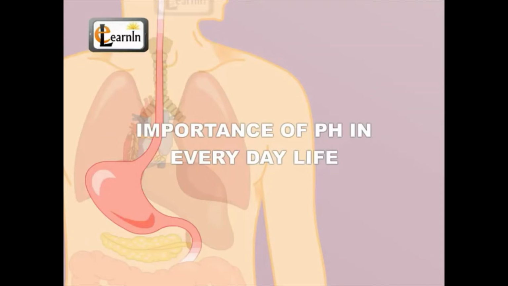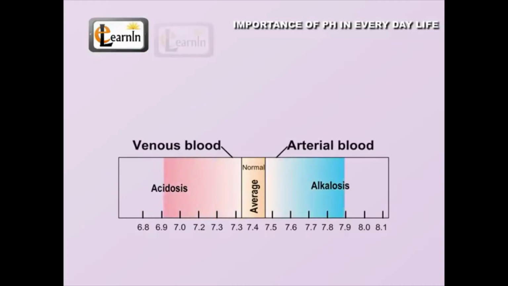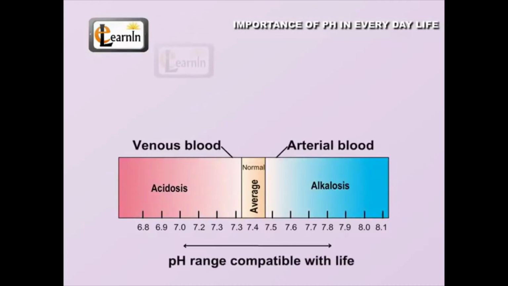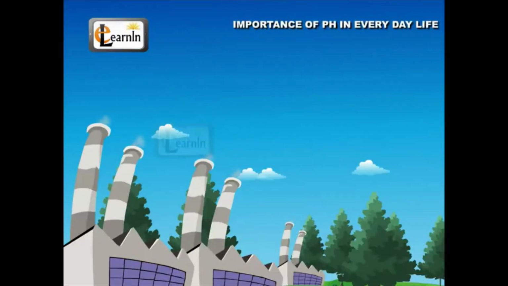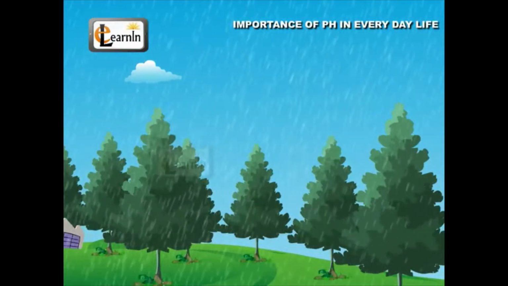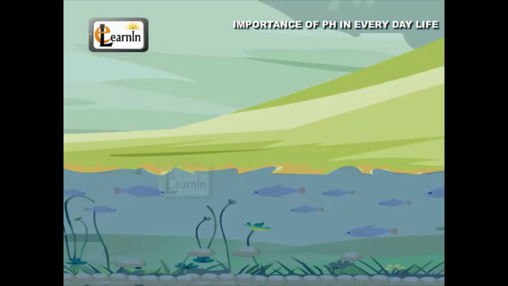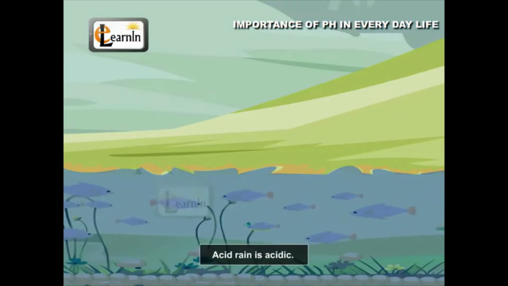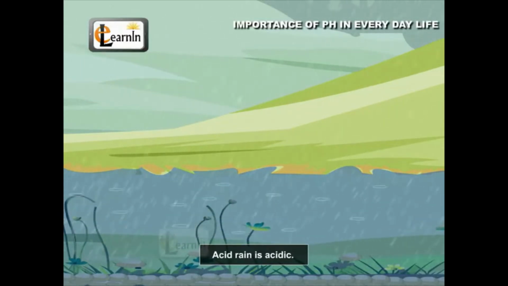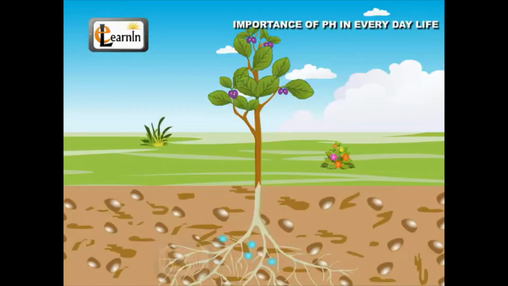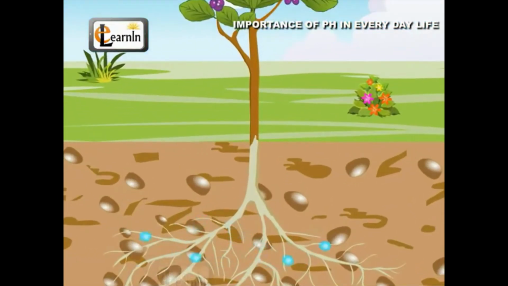Importance of pH in everyday life. Living organisms can survive only in a narrow range of pH change. The human body works within the pH range of 7.0 to 7.8. When the pH of rainwater is less than 5.6, it is called acid rain. When acid rain flows into the rivers, it lowers the pH of the river water, and the survival of aquatic life in such rivers becomes difficult. Plants require a specific pH range for their healthy growth.